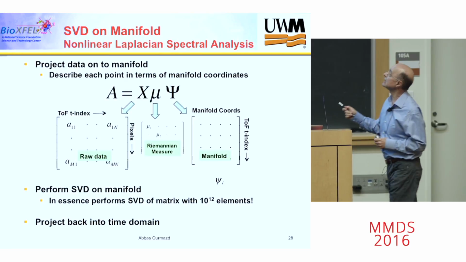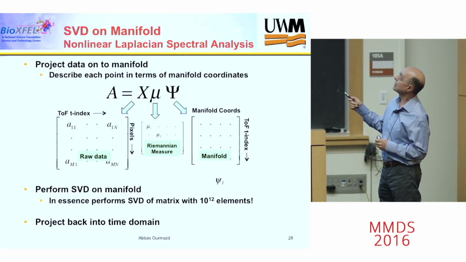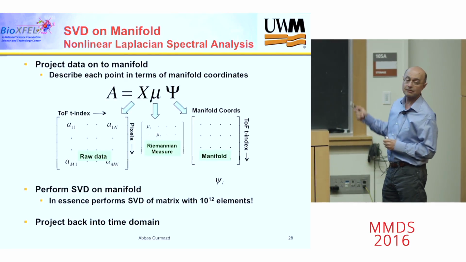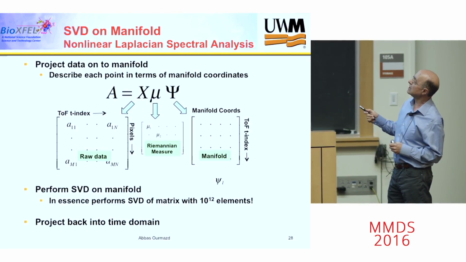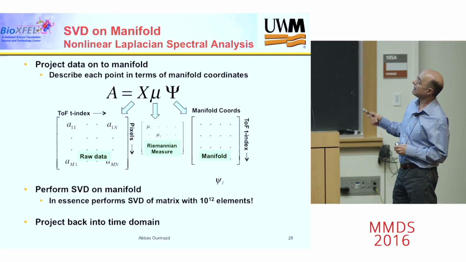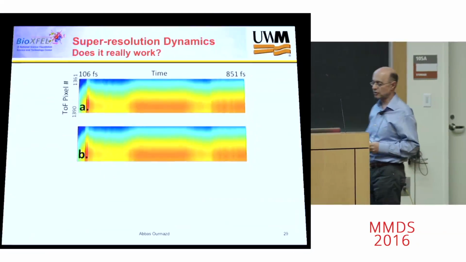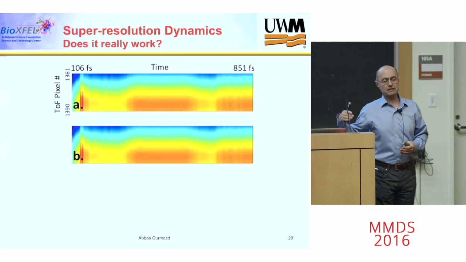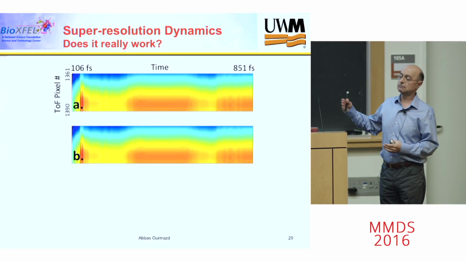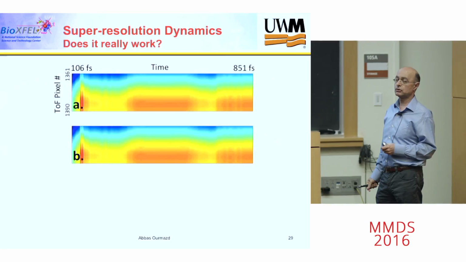Specifically, what you do is that you take your data matrix and you project it onto the manifold in a nonlinear fashion, hence the Riemannian measure. Then you perform SVD on this matrix, and then you project back into the time domain that you were originally interested in. Now, this work is being described in detail, and I'd be happy to discuss it with you in private.